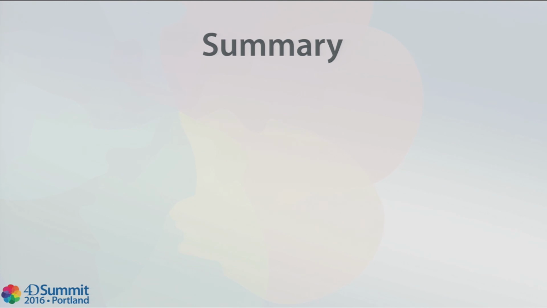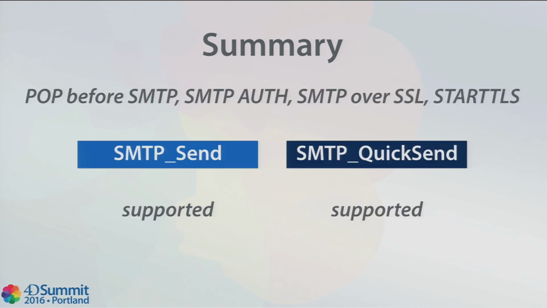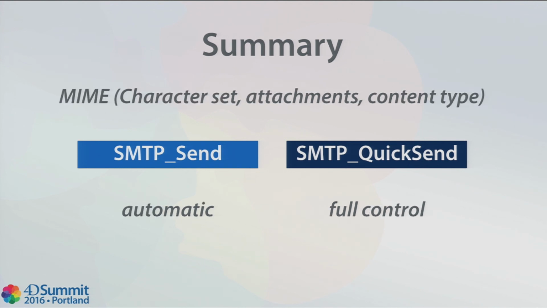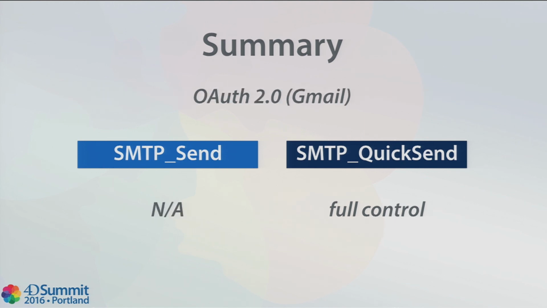In summary, all the major security features are supported by both the send command and the QuickSend command. When we talk about MIME, QuickSend gives you full control, which means that this is the only way you could have sent an email like Gmail through OAuth version 2, or 1 for that matter.